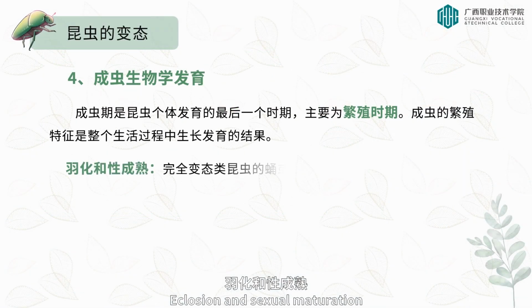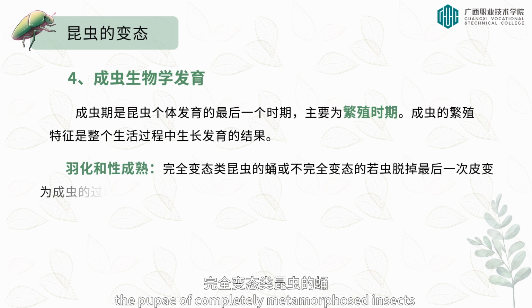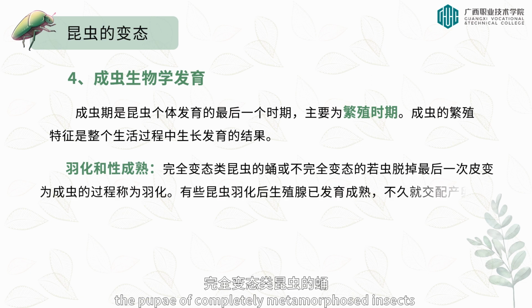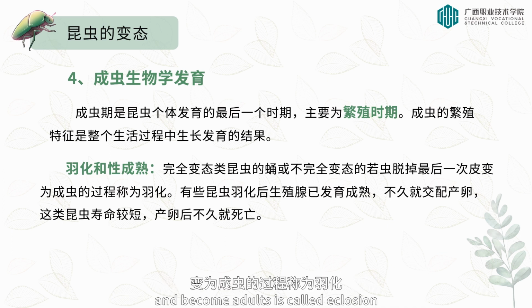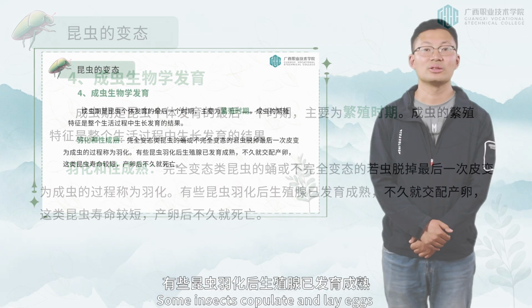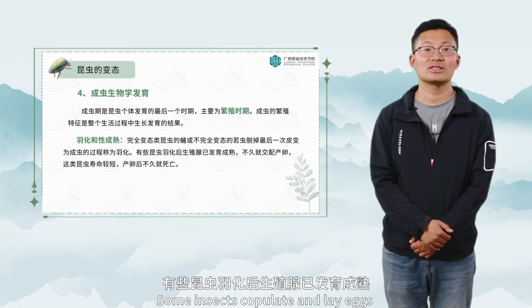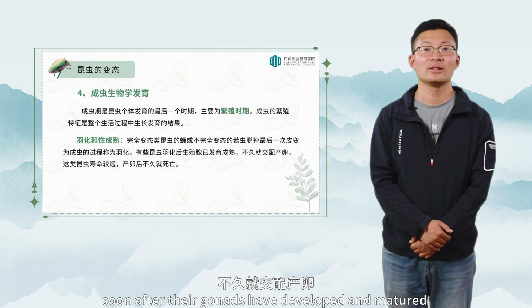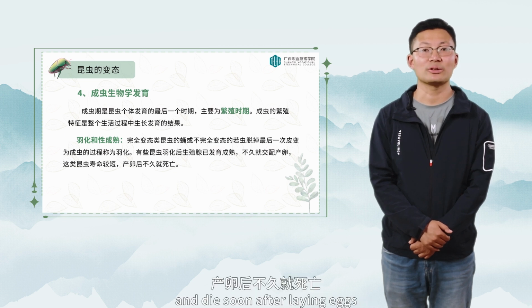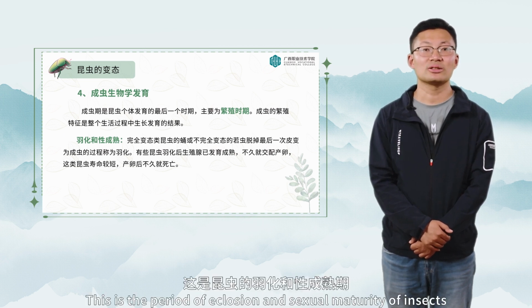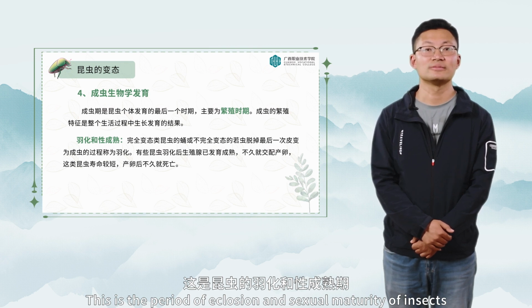Eclosion and sexual maturation. The pupae of completely metamorphosed insects, or the nymphs of incomplete metamorphosis, remove their last skin and become adults, which is called eclosion. Some insects copulate and lay eggs soon after their gonads have developed and matured. Those insects have a short lifespan and die soon after laying eggs. This is the period of eclosion and sexual maturity of insects.